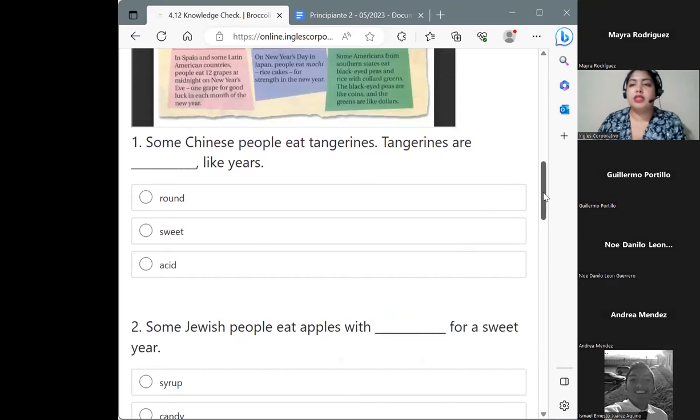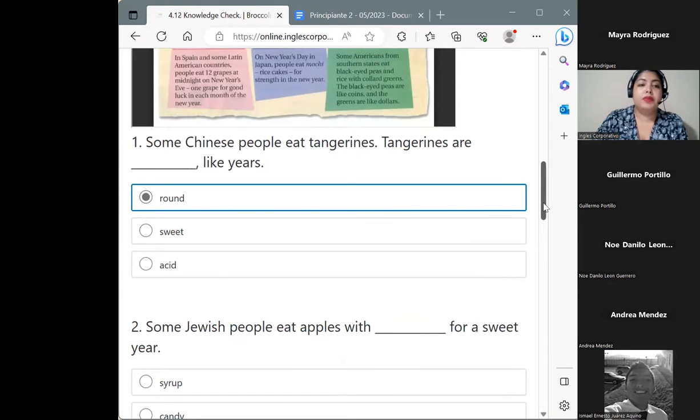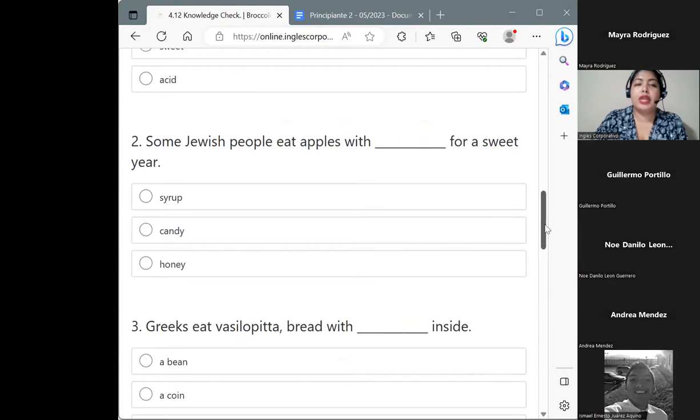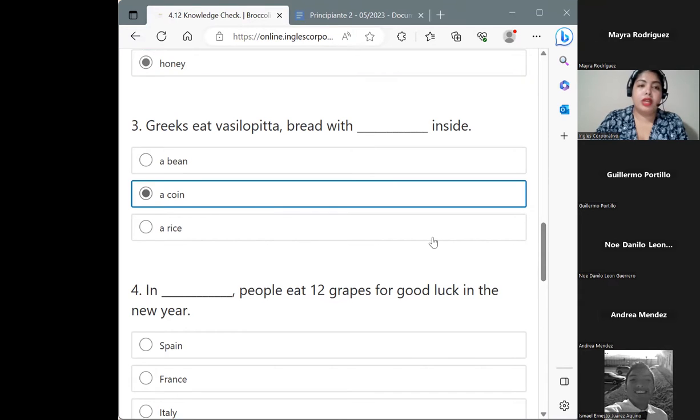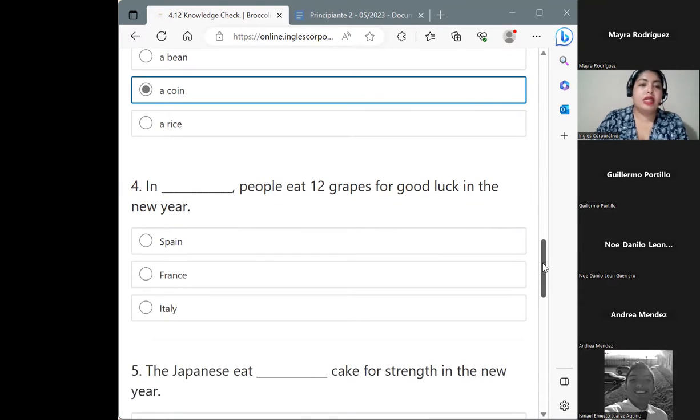Some Chinese people eat tangerines. Tangerines are round, sweet, or acid? Round. Round, very good. Some Jewish people eat apples with syrup, candy, or honey? Honey. Very good, honey. Greeks eat basilopita bread with a bean, a coin, a rice inside. A coin. Okay, a coin. In Spain, France, or Italy, people eat 12 grapes for good luck in the New Year?